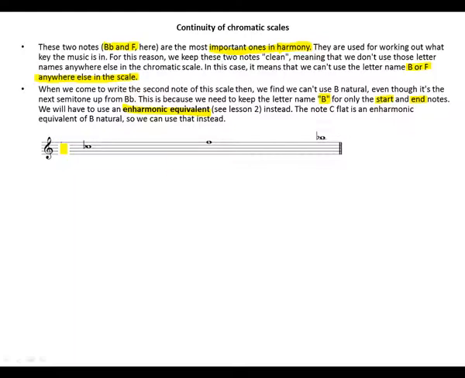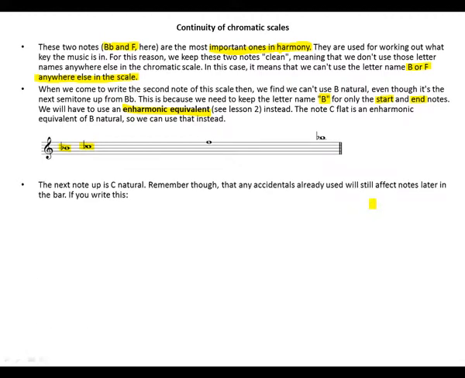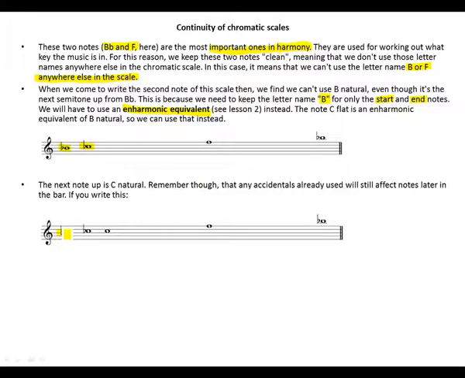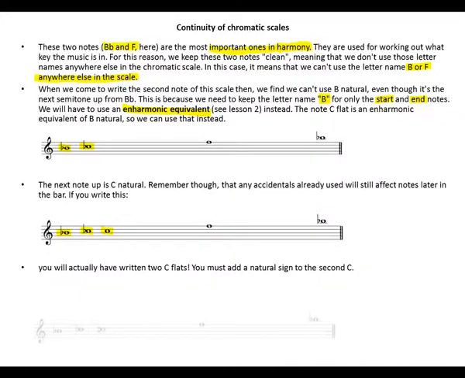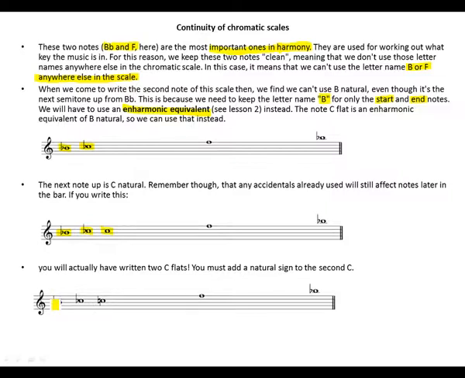So we have B flat. The second note is C flat. The next note up is C natural. Remember though that any accidentals already used will still affect notes later in the bar if you write this. So we have B flat, C flat, then C natural. You will actually have written two C flats. You must add a natural sign to the second C. So this is how we write it. You don't just leave it as C, but we need to add the natural sign.